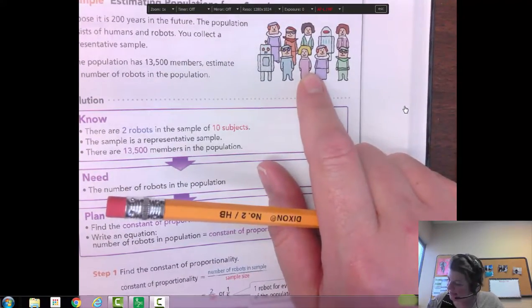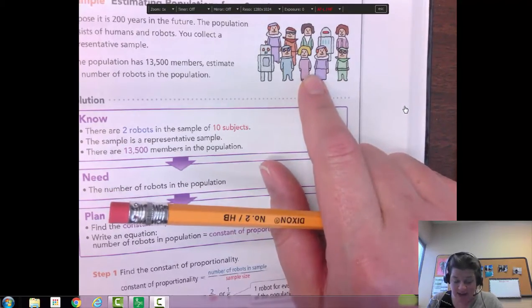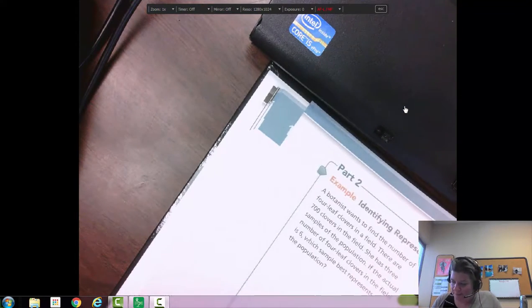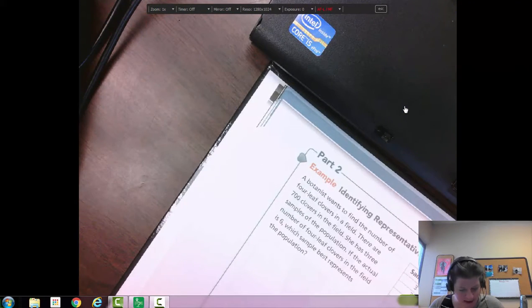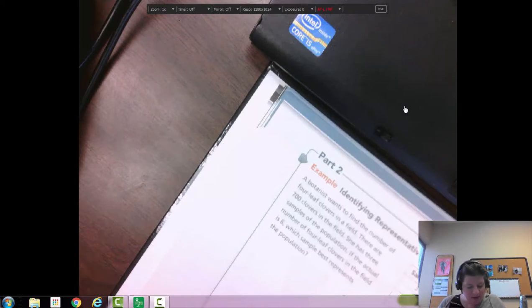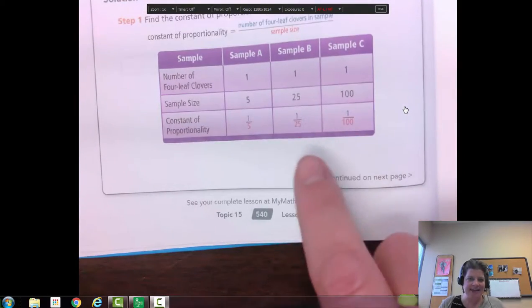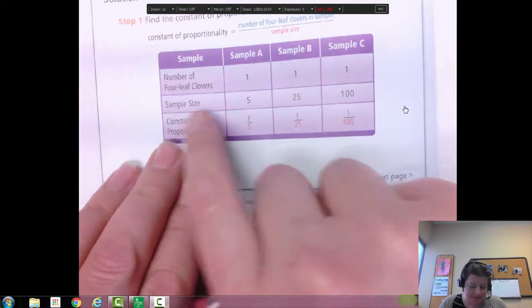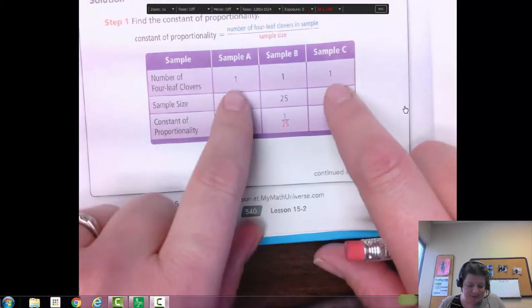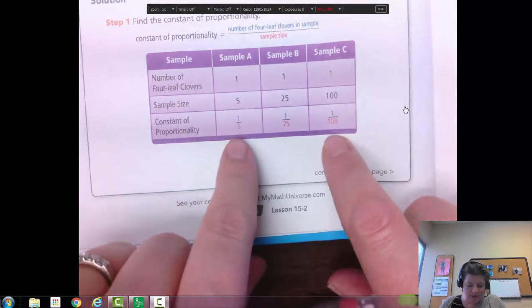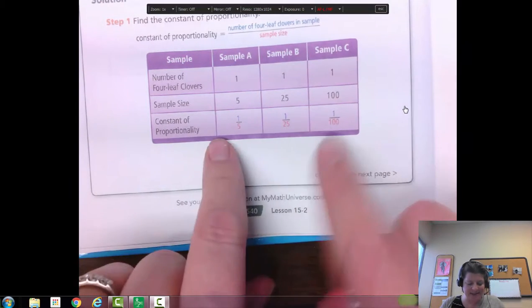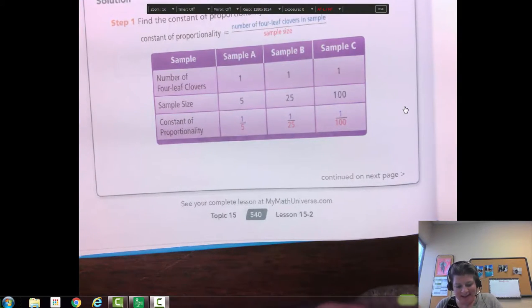So again, we used a sample. How many are in that sample? We reduced that fraction and we times it by the total to find the number of robots for that one. You might also see some graphs where they show the constant of proportionality and the number of, it doesn't matter what they're talking about, the sample size and the number of four-leaf clovers in each one in the sample size. So they are showing some different constants of proportionality.